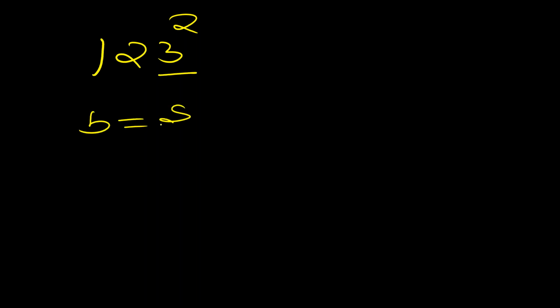Okay, so we have 123 square. You all know that in this method, only the last number should be B, always a single digit. So it should be one digit. So B is equal to 3 and A will be 12.